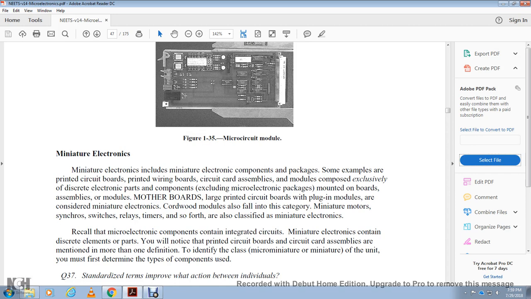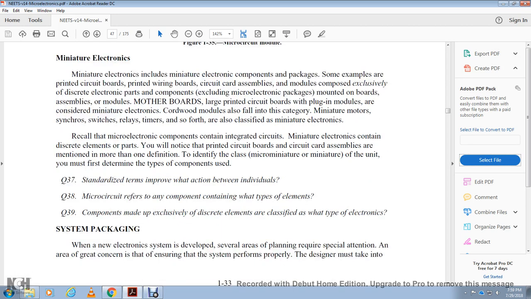Recall that microelectronic components contain integrated circuits, while miniature electronic components contain discrete elements. Printed circuit boards, circuit cards, and assemblies are mentioned under more than one definition. Therefore, for classification, you must determine the type of components that are used.